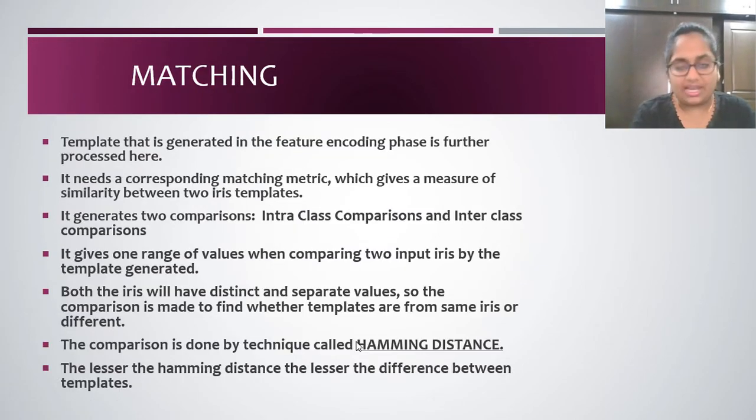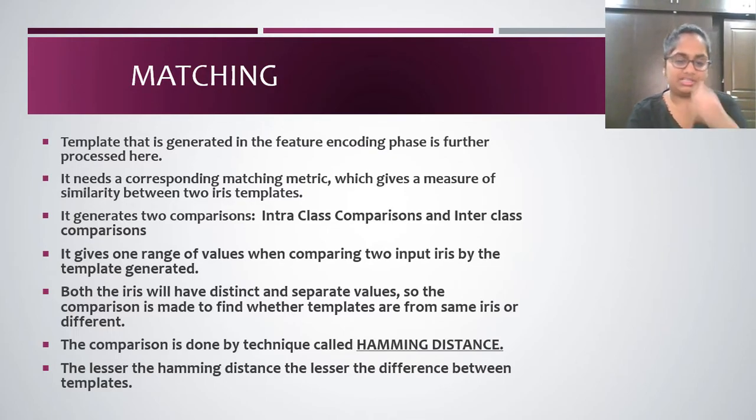Now getting into the final stage of our iris recognition system, matching. In matching, as the name suggests, we match two templates of iris. One template of iris is taken from the user from his iris. The second is the consecutive image input we get from the database of the iris. Generally it generates two comparisons. One is the intra-class comparison and the other is the inter-class comparison, and all this comparison is done by one particular technique called the Hamming distance technique.